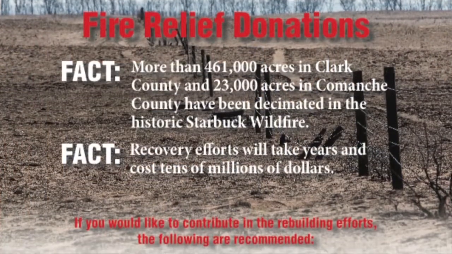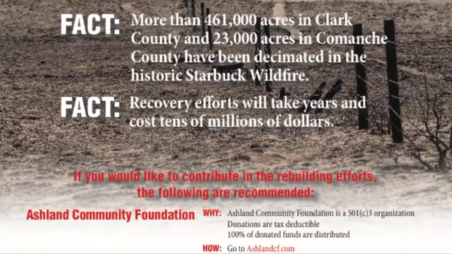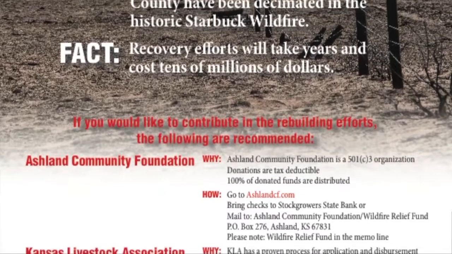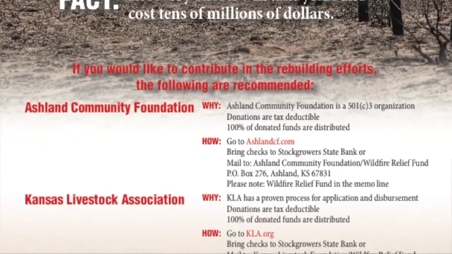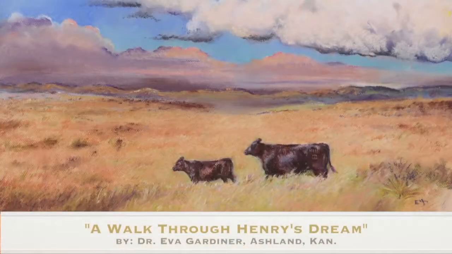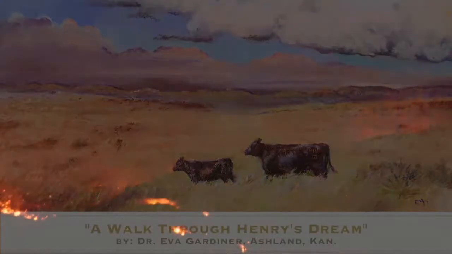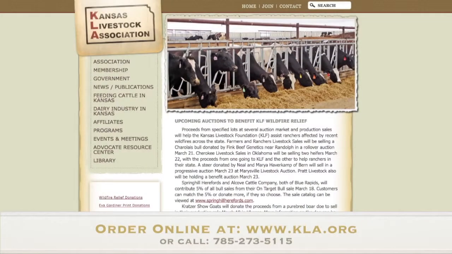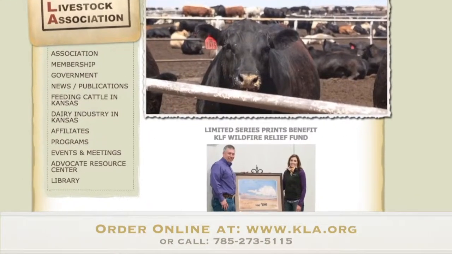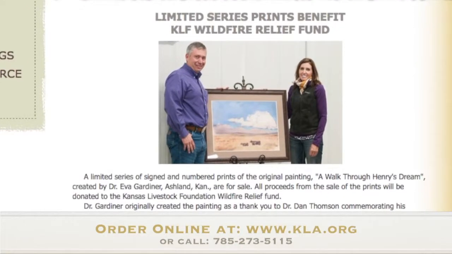Hey folks, Dr. Dan from DocTalk. Have you asked yourself, how can I help provide relief to wildfire victims? Well, you can go to the Ashland Community Foundation, or you can go to the Kansas Livestock Association Foundation and make monetary gifts. Another way, you can buy this beautiful print that was painted by Dr. Eva Gardner of the Gardner Angus Ranch of Ashland and Clark County area before the fire. This painting will be sold through the Kansas Livestock Association Foundation, and all proceeds will be provided to victims of the wildfire.